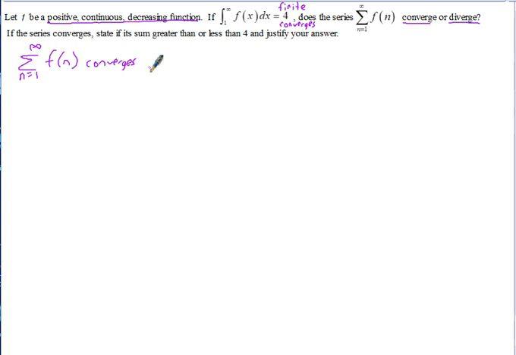Then it says, if the series converges, which it does, state if its sum is greater than or less than 4, and justify our answer. Okay. So it converges by the integral test.